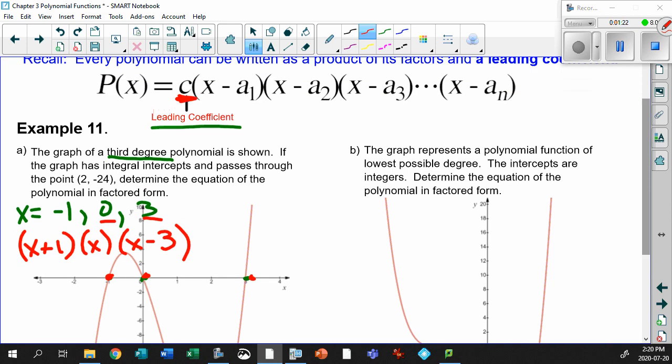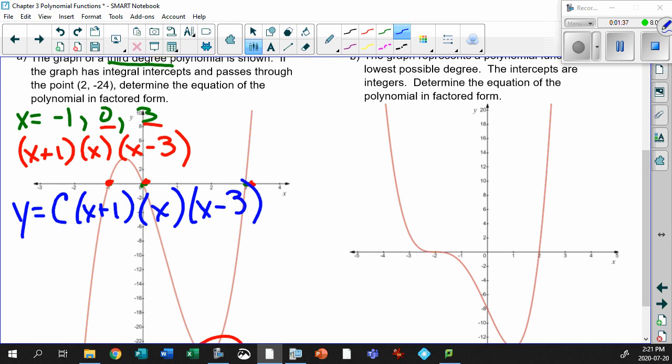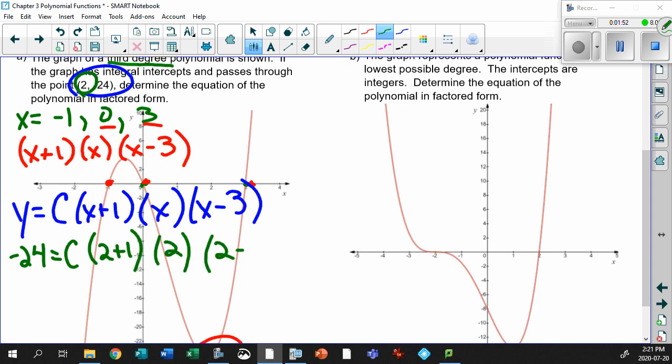So how do we do a question like that? Actually, quite simple. All we're going to do is say, here's a polynomial, y equals the leading coefficient, we'll just put in a C, and then x plus 1, x, and x minus 3. Now, remember the point is (2, -24). That's really simple to do now, because you just put in y equals -24, there's C, x is going to equal 2: 2 plus 1, 2, and 2 minus 3.